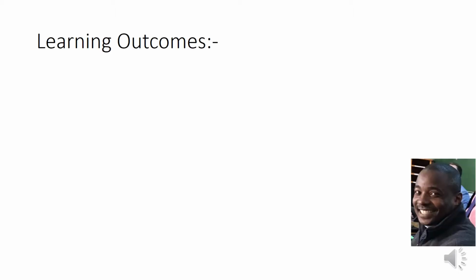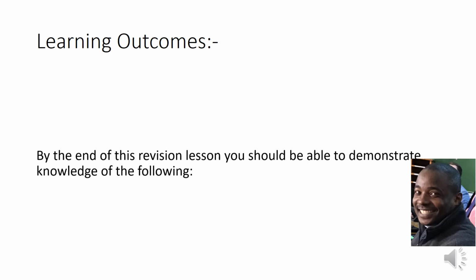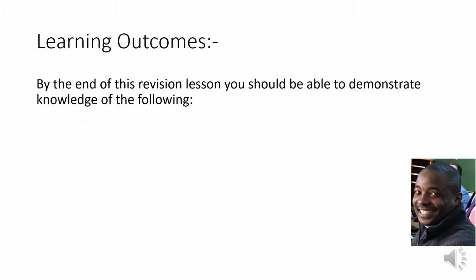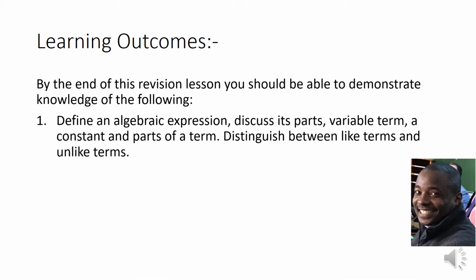Learning outcomes. So the objectives of this lesson will be, by the end of this revision lesson, you should be able to demonstrate knowledge of the following. Number one, you should be able to show understanding of an algebraic expression, the parts of an algebraic expression, variable, term, constant, parts of a term, and polynomials. So here you see these are actually the definitions that we will be using, and you need to know when to use them and use them in a proper manner.